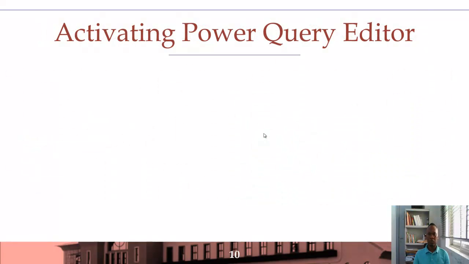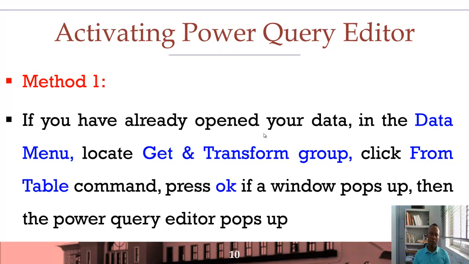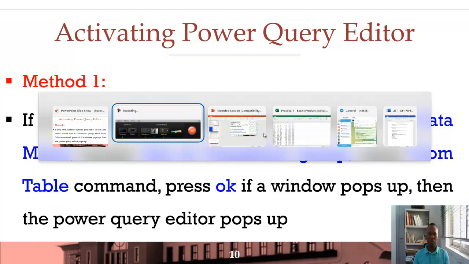Now, how do you activate Power Query Editor? There are three different ways of activating Power Query Editor. Method one, if you have already opened your data and the Power Query Editor was not automatically launched, you can go to the Data menu, locate the Get and Transform group, click the From Table command, then press OK. If a window pops up, then the Power Query Editor will pop up.